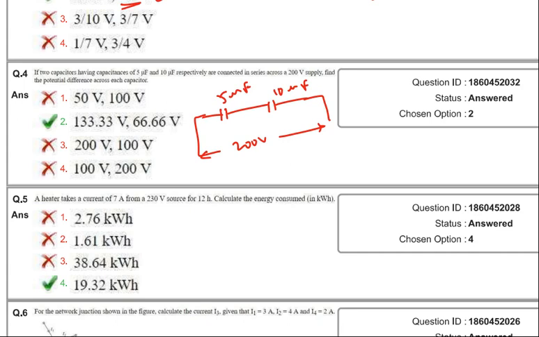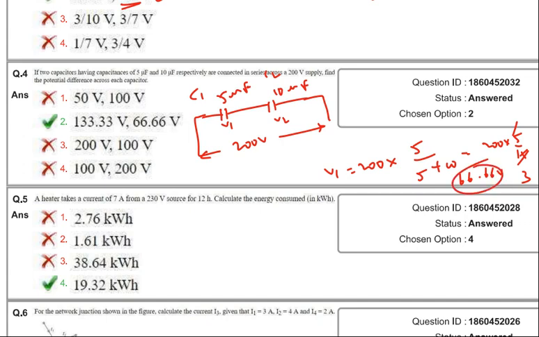See here, this is C1, this is C2. Let this be V1 and this be V2. V1 is equal to the total voltage, that is 200, into the capacitance of the other one by the total capacitance, that is 5 by 5 plus 10, that is 200 into 5 by 15. 5 ones are 5, 5 threes are 15, so that is 200 by 3, that is 66.66 volts. From the given options, 66.66 volts is there.